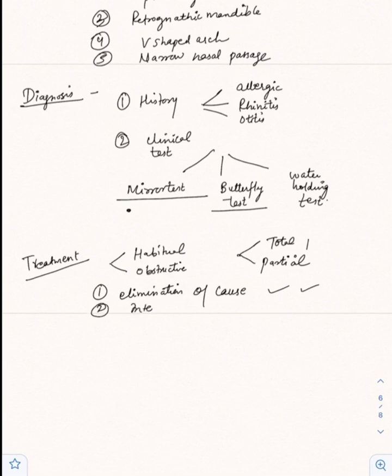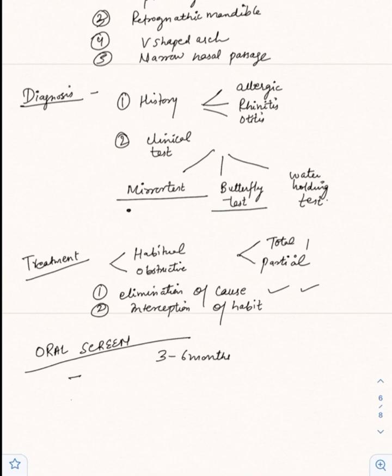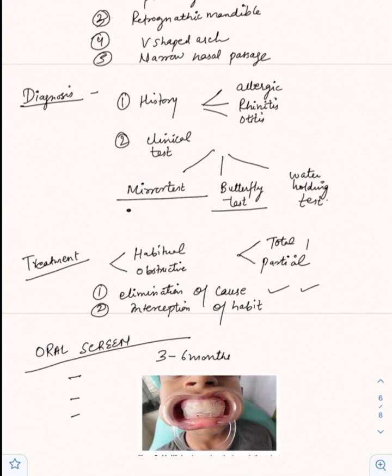Coming to the treatment part, before starting the treatment, we will see whether it is because of a habitual or obstructive reason, or whether the mouth breathing is total or partial. First, we will eliminate the cause by checking it or by surgical intervention, and second is to correct the habit by putting in an oral screen.